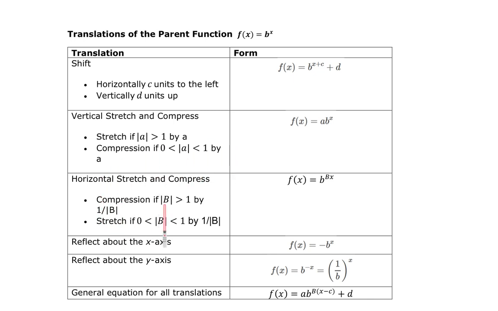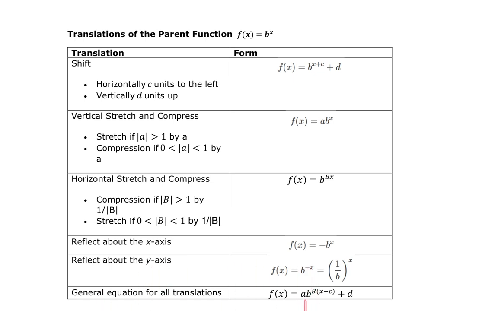Horizontal, if we have b, the absolute value of b, and this is a capital B, not the base b, I'm talking about cap B here, if the absolute value is bigger than 1, it is a compression by 1 over the absolute value of b, and if the absolute value of b is a fraction between 0 and 1, then it is a stretch by 1 over b, because it does the exact opposite of what we expect. If the negative is in front of this lowercase b, it is a reflection about the x. And if the negative is up in the exponent, it's a reflection about the y.